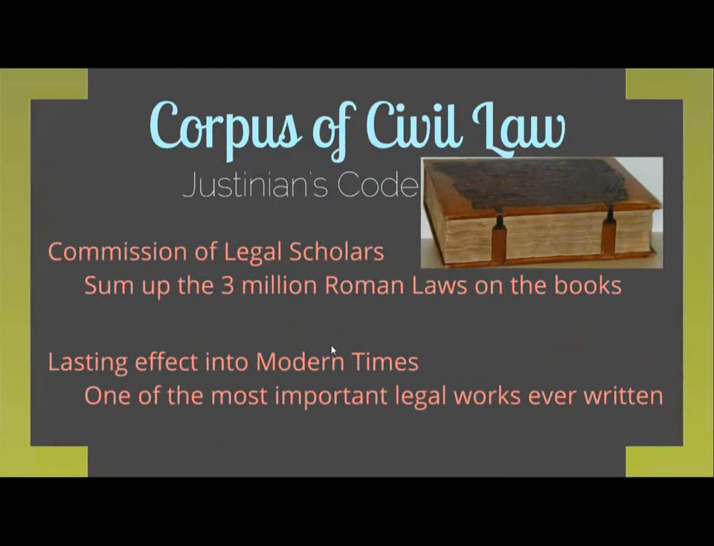So Justinian's law code, or the corpus of civil law, he's going to commission legal scholars to basically sum up the 3 million Roman laws on the books. He's going to ask these scholars to go through, and what they realize is that there are quite a few laws that either no longer make sense, are repetitive, or basically serve no purpose. This reform will have a lasting effect even into our modern times. One of the most important legal works ever written, we still reference and use this as a model today in 2021.